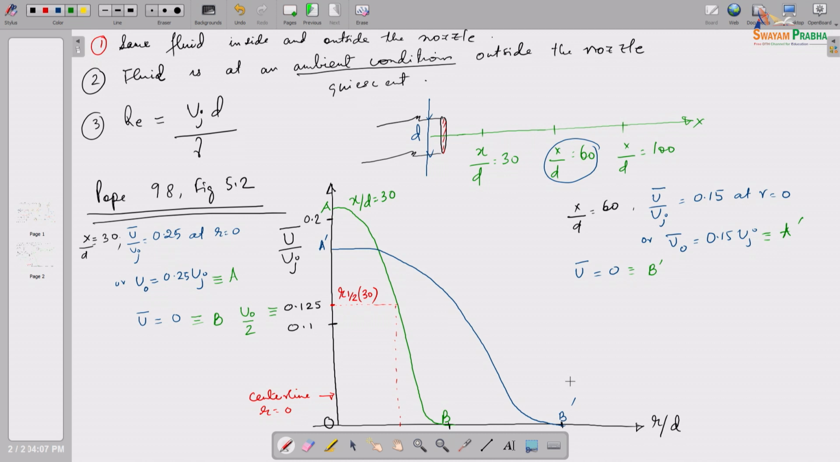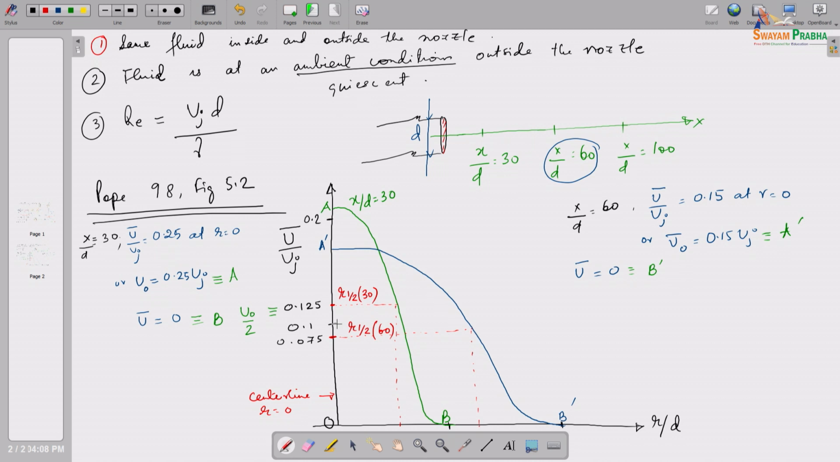And now I need half of this 0.15. So, between 0 and A dash, where should I go? I should go somewhere here. So, 0 and A dash, it's 0.15. Yeah, so it will be somewhere here, isn't it? Somewhere here, this one. Now I go that way. So, this one is basically r half at 60. So, this is it.